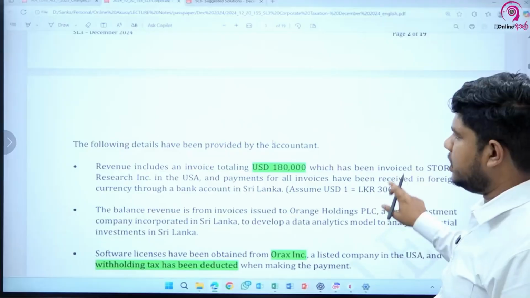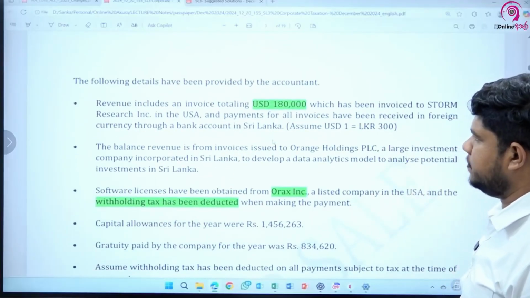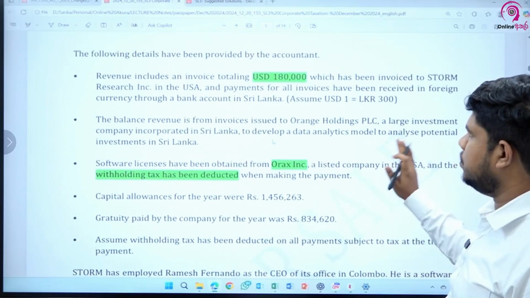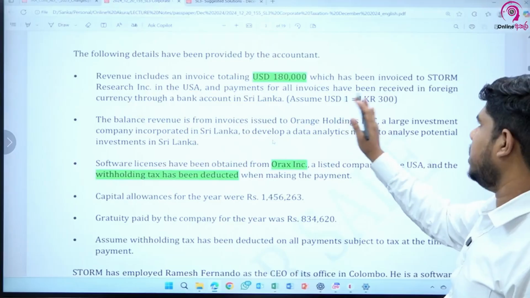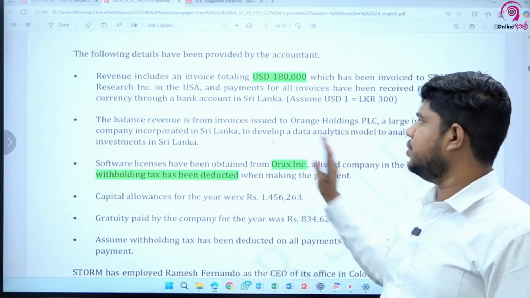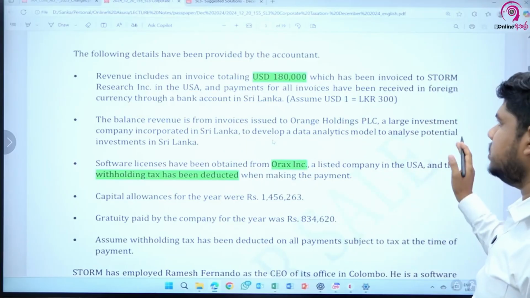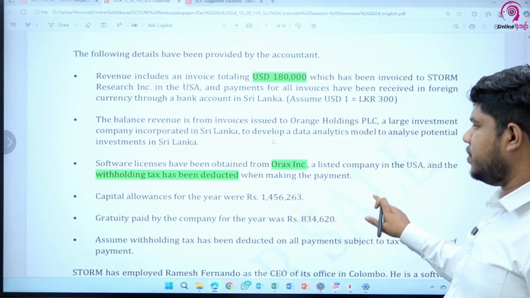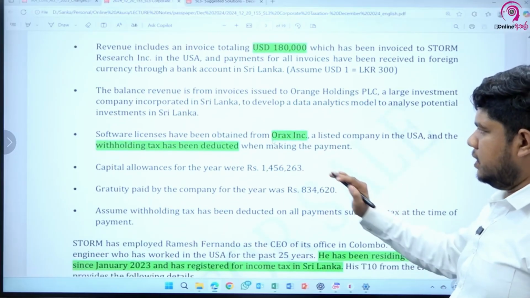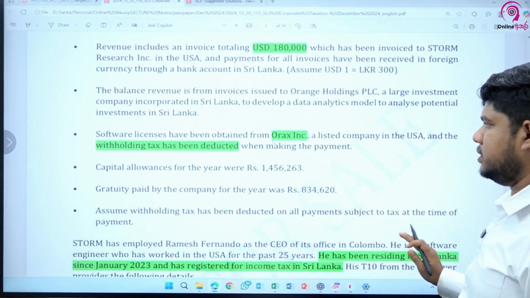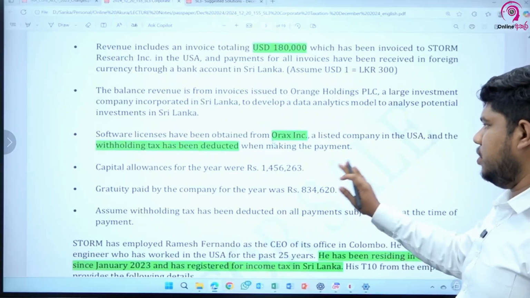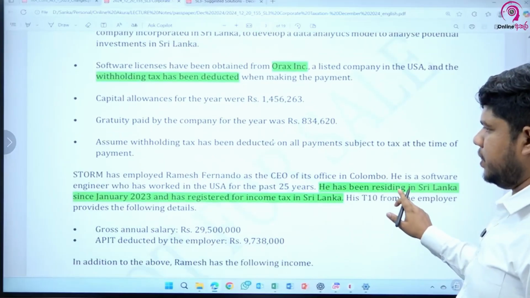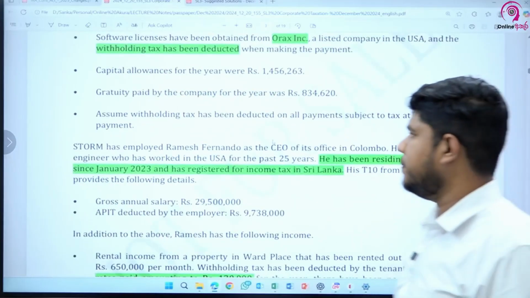The following details have been provided by the accountant. Without reading this, revenue includes invoices totaling $100,000. The balance revenue is from invoices issued to Orange Olympic, a large investment company incorporated in Sri Lanka. Just rough reading is required. Software license has been obtained from Orax. There is a software license, capital allowance, gratuity payments. Withholding tax case is also there. Now the rough reading is there.